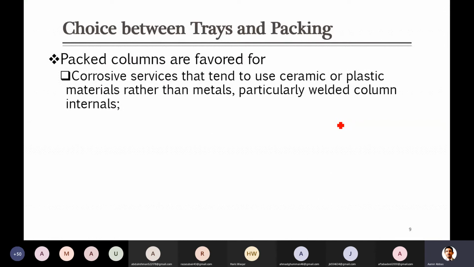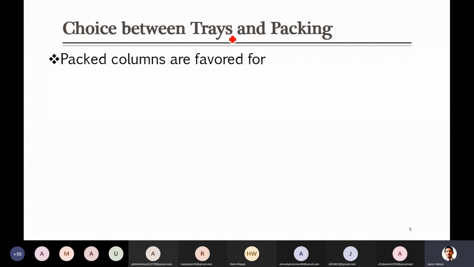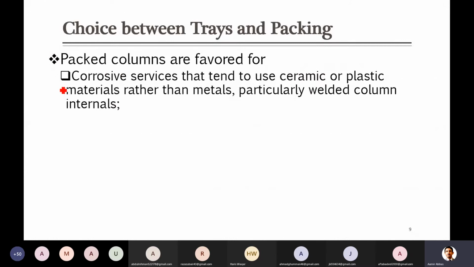So when we look at packed towers, in which conditions should we use them? Here we are going to look at a comparison between the tray column and the packed column. So which one is better? Here there are some generalizations related to the packed column, that is, in which conditions we go for the packed column, and the opposite of that will definitely be valid for the tray column.